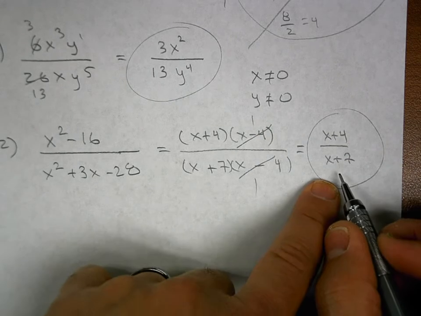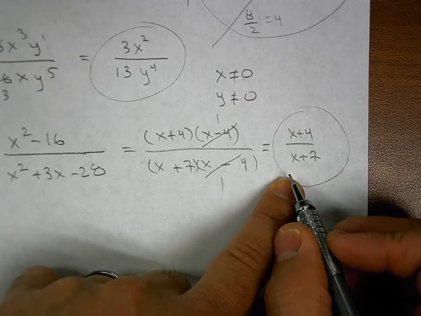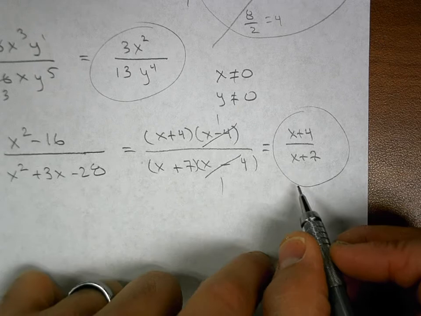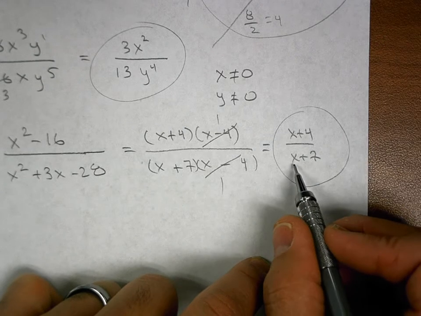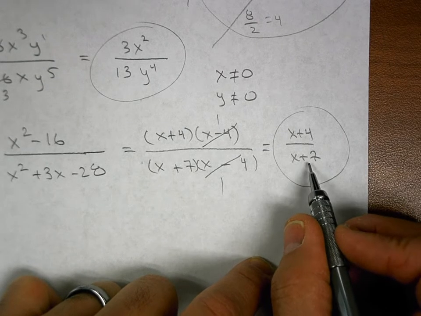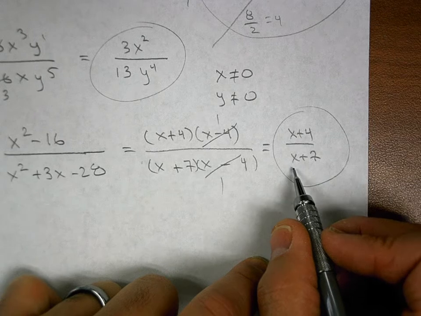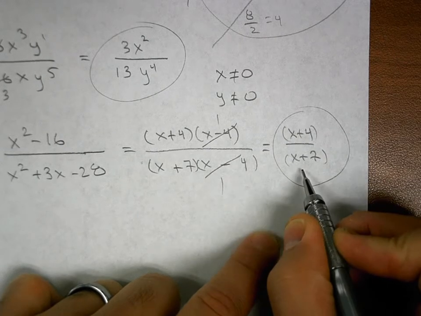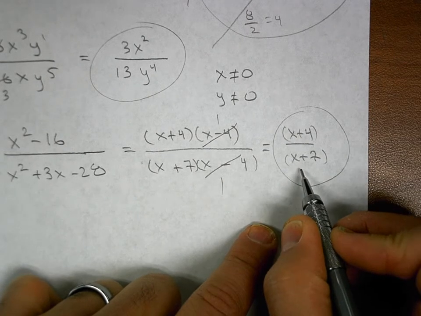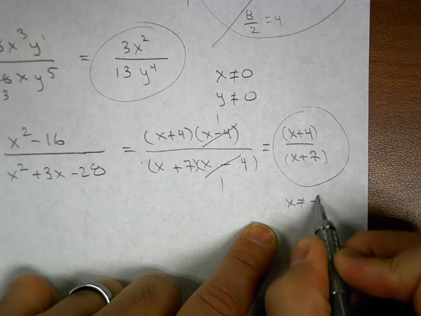So in this case, what can't x be? Well, x can be 0, because that just leaves us 7 on the bottom. We just don't want 0 on the bottom. So x can't be negative 7, right? Whatever makes it 0. So x can't be negative 7.